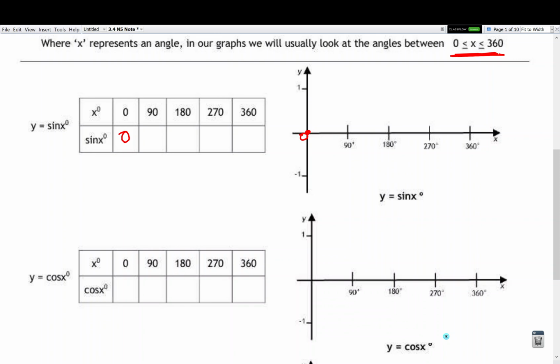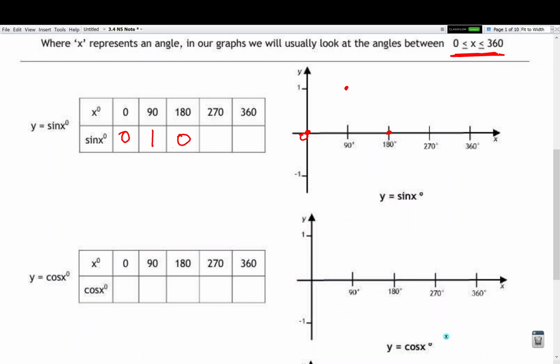Okay, we're just going to repeat that for the rest of the angles. So sine of 90, that gives me an answer of 1. So when x is 90, the graph is up here at 1. So draw a little dot just there. Sine of 180 degrees, that's going to be 0. So that means when x is 180, the graph comes back down to 0 on the x-axis. So draw a dot there.